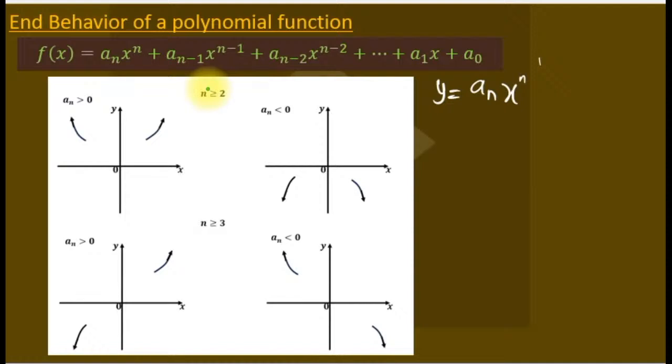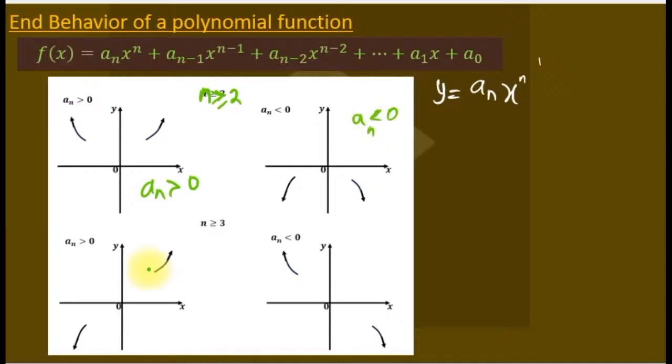So this is when n is greater than or equal to 2, meaning all even numbers greater than or equal to 2. So the end behavior: the graph will end like this if the coefficient of x raised to power n, a_n, is greater than 0. So if it's positive, the graph will end this way. But if it's negative, it will end this way.